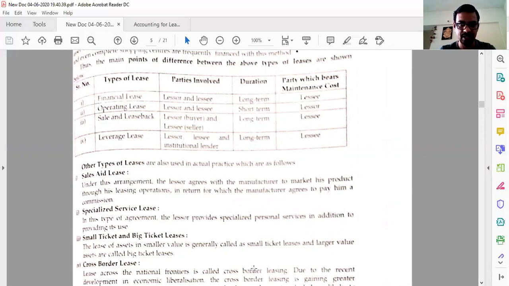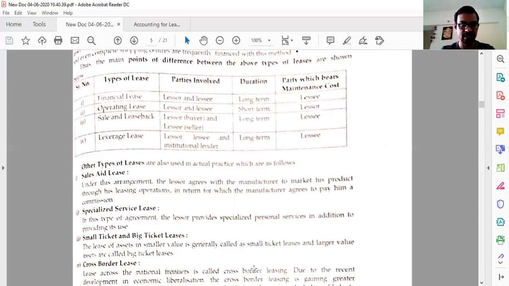If the duration is long term, the maintenance cost has to be borne by the lessee. Then the operating lease, again two parties are there, lessor and lessee. It is short term and the maintenance is borne by the lessor. Sale and leaseback lease: lessor is the buyer and lessee is the seller. It is also a long term duration and here the maintenance is borne by the lessee.